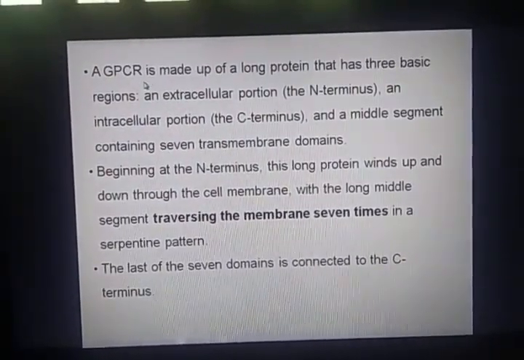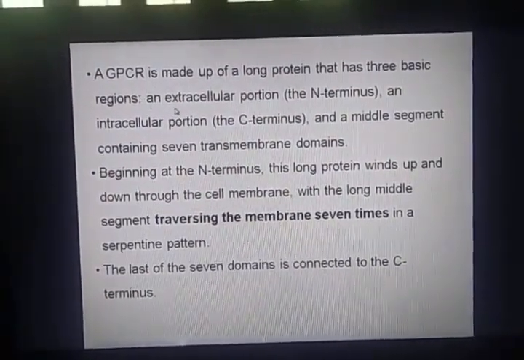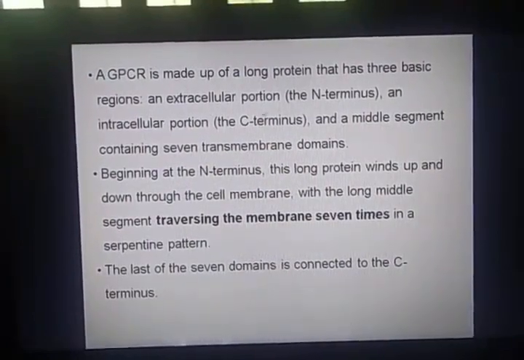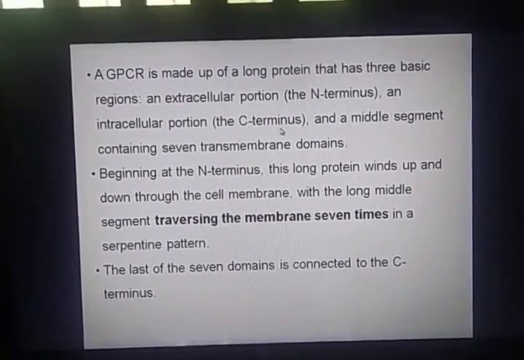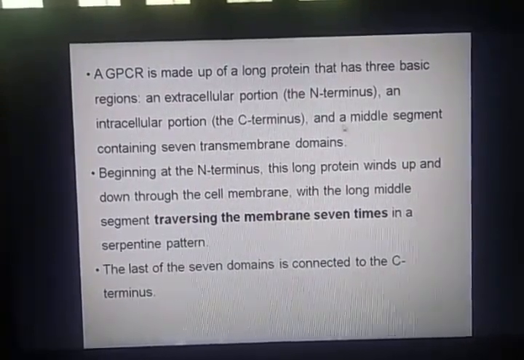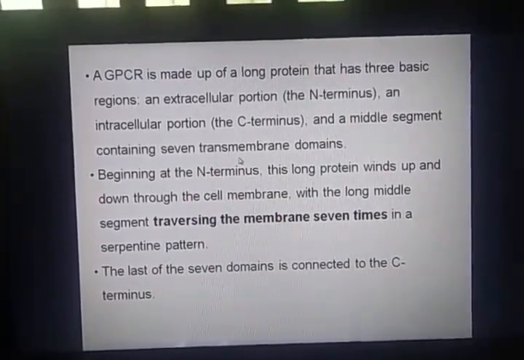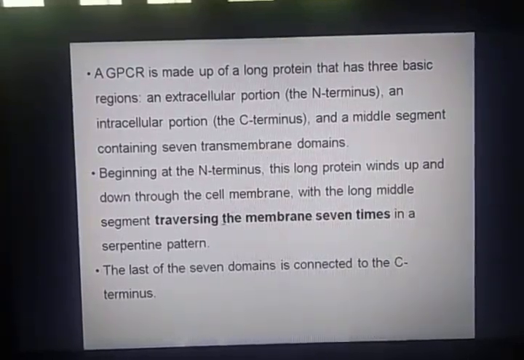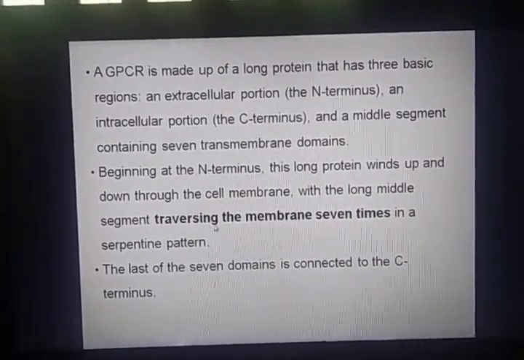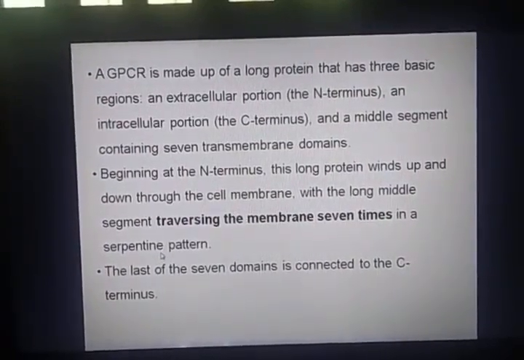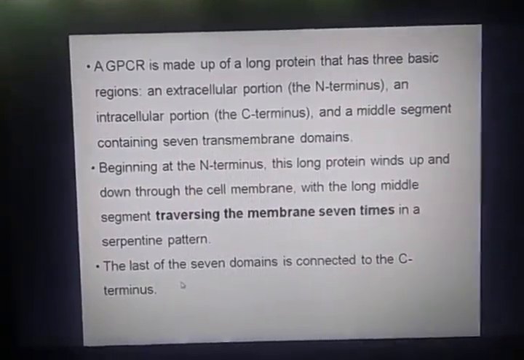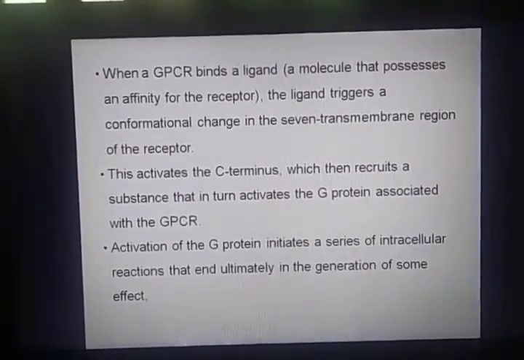This GPCR has 3 basic regions. The first is an extracellular domain, which is the N-terminus, the intracellular domain, which is the C-terminus, and the middle segment, which contains 7 transmembrane domains, which means that this segment traverses the membrane 7 times in a serpentine pattern. The last domain is connected to the C-terminus.